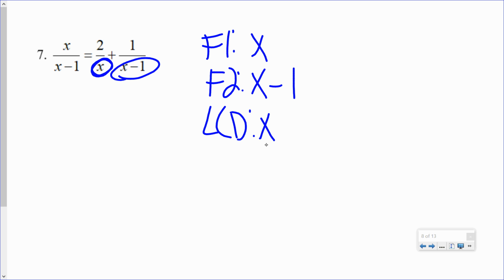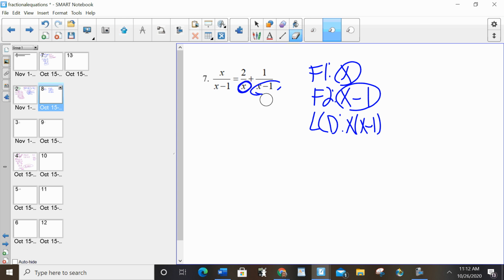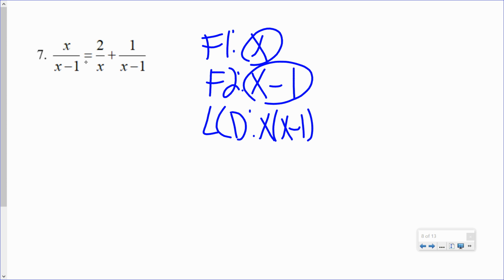To find my LCD, I take these two and I put them together. X and x minus 1 is x parentheses x minus 1. Don't distribute it. Don't tell me x squared, anything. Just take those factors and put them together. So I'm multiplying everything by my LCD, which in this case is x parentheses x minus 1. So x parentheses x minus 1, x parentheses x minus 1, x parentheses x minus 1.